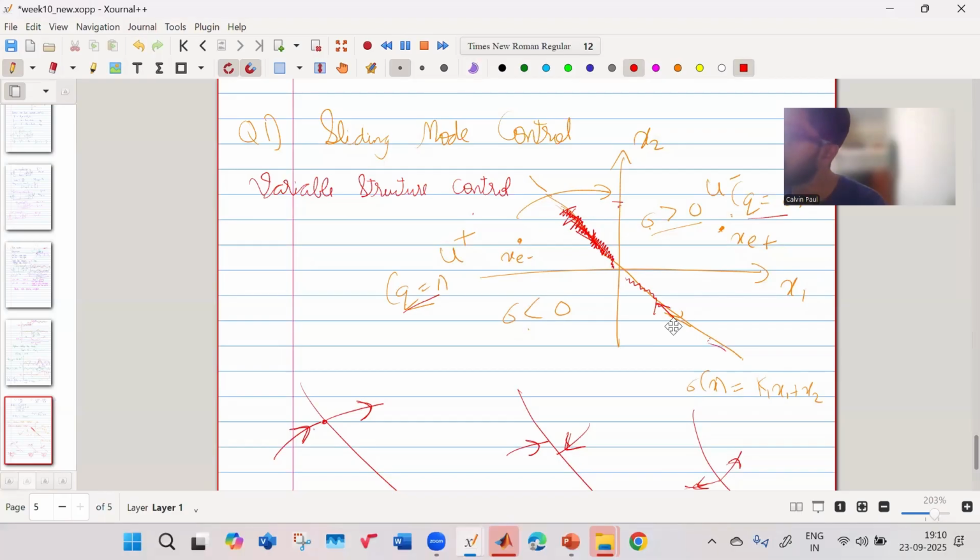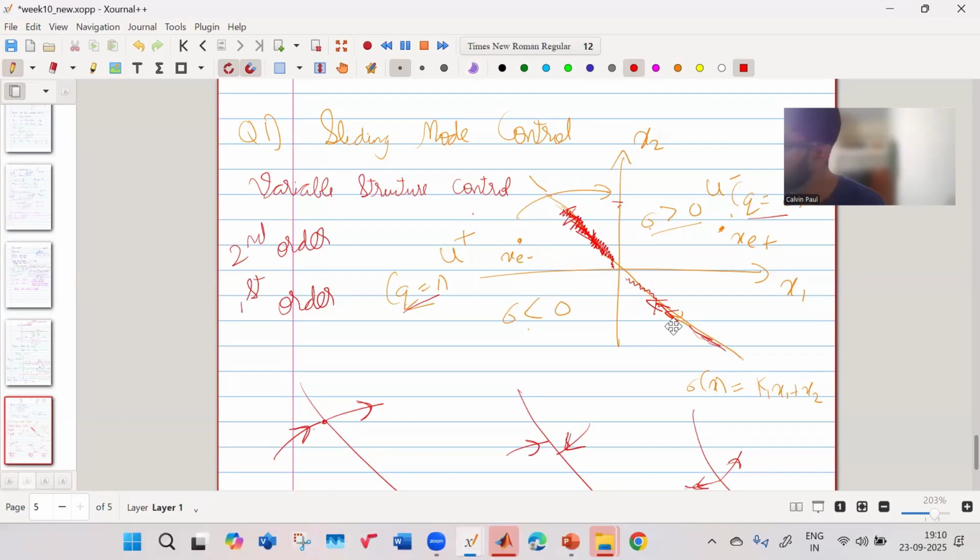So it is actually a second order system, right? But you want it to behave like a first order system. So you're reducing the dynamics. And in sliding mode control, once it comes within this line, once it comes within this sliding surface, its operation becomes almost independent of your input, almost independent of your input.